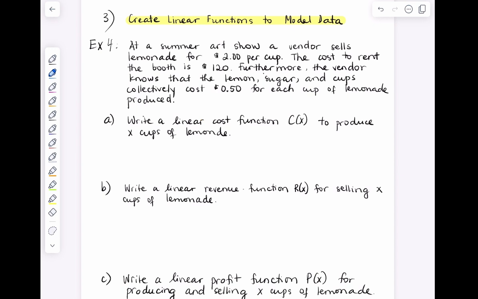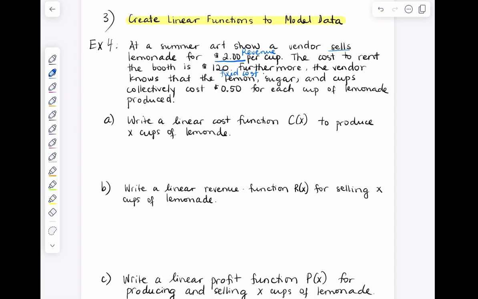lemonade produced. Let's analyze the problem a little bit. Now, a vendor sells lemonade for $2 per cup. When he's selling things, that means he makes money. This will be part of the revenue. The cost to rent the booth is $120. Notice that it doesn't matter how many cups of lemonade the vendor sells, he still has to pay the rental for the booth, that is $120. We call this the fixed cost.